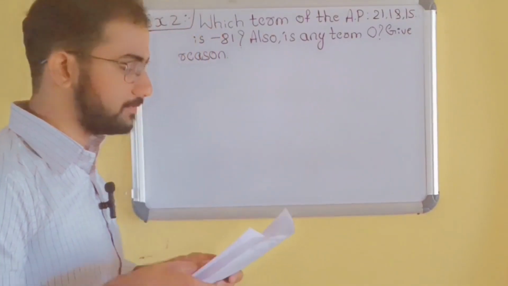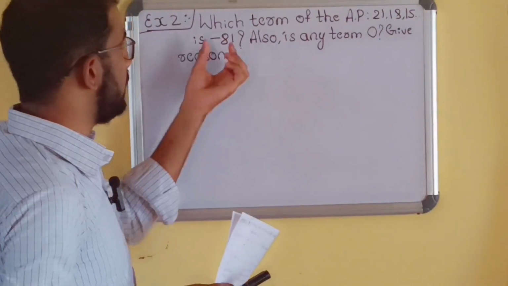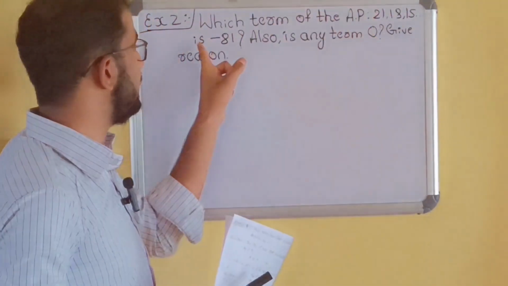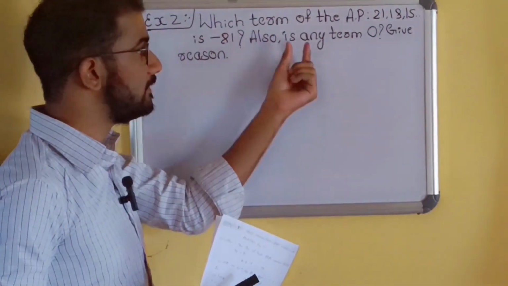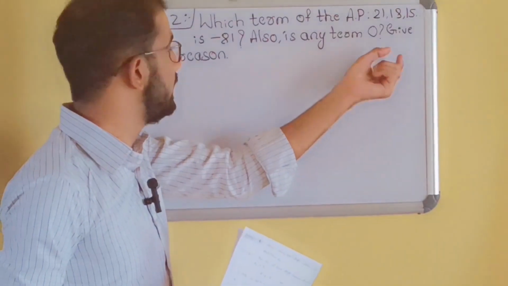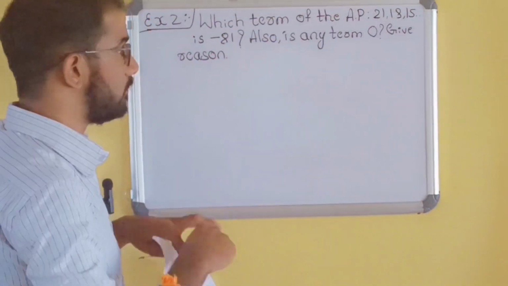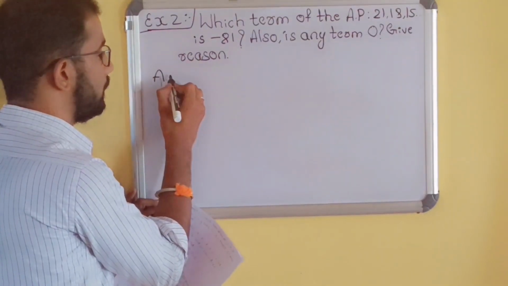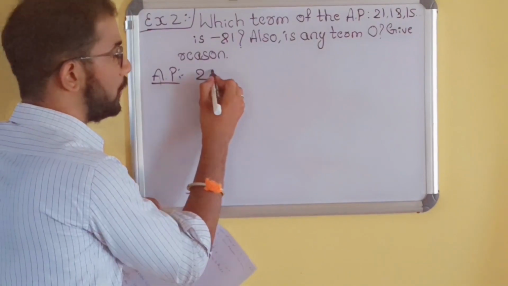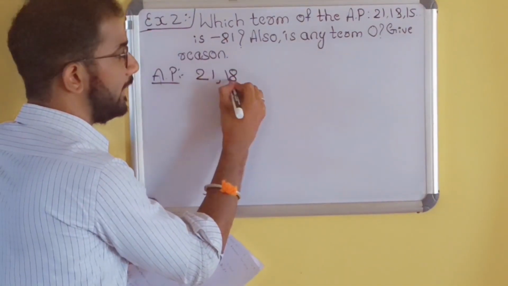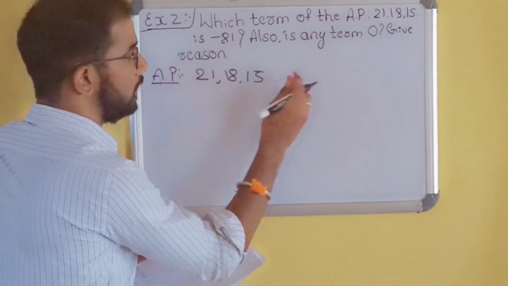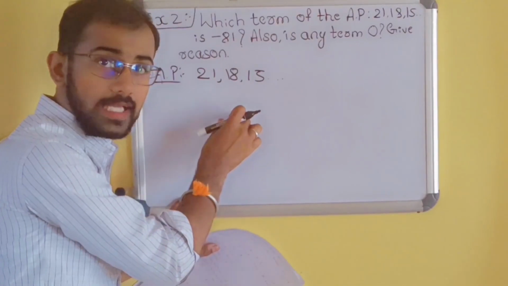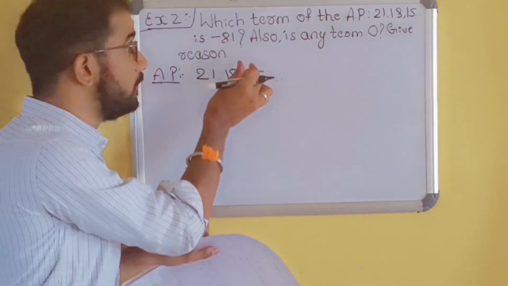Let's get started. Today's first question is: which term of the AP 21, 18, 15, and so on is minus 81? Also, is any term 0? Give a reason. So here, this is the given sequence: 21, 18 and 15, and so on. In this sequence, we need to calculate the position number of this term.